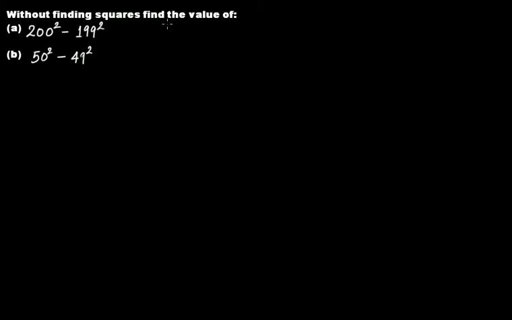Without finding squares, find the value of 200 squared minus 199 squared and 50 squared minus 49 squared. Now clearly 200 and 199 are consecutive numbers. Similarly 50 and 49 are consecutive numbers. So we have two pairs of consecutive numbers and you have to tell the difference without finding the squares.